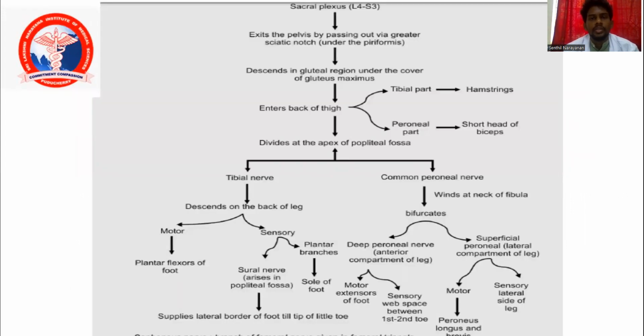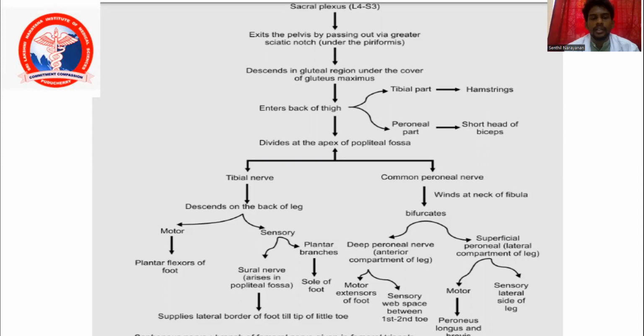So here we see a brief outline of the course of sciatic nerve. It forms from the lumbar plexus and then it exits the pelvis by passing just below the piriformis through the greater sciatic notch, descends in the gluteal region under the cover of gluteus maximus, enters back of the thigh, and in the thigh it has two parts: the tibial part which supplies the hamstring and the peroneal part which supplies the short head of biceps, and further divides at the apex of the popliteal fossa into tibial nerve and common peroneal nerve. The tibial nerve descends on the back of leg as a motor and sensory supply.